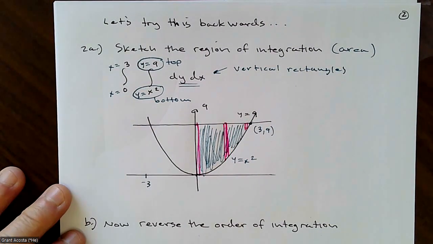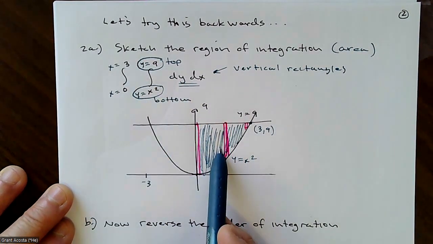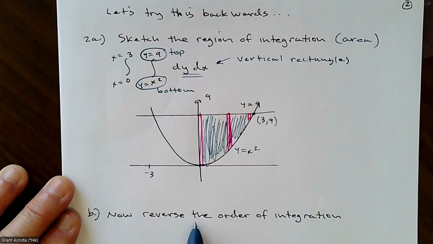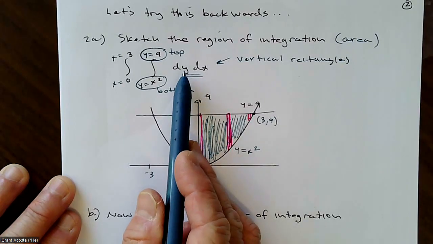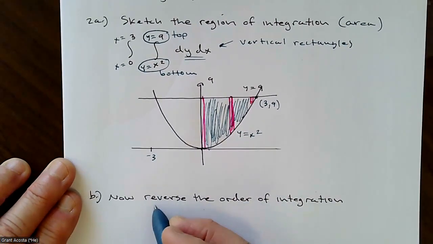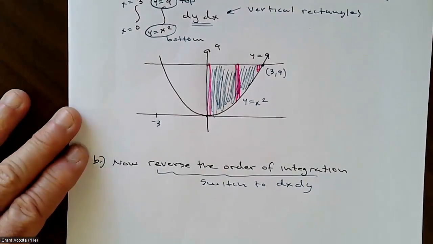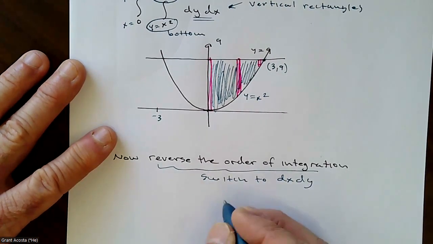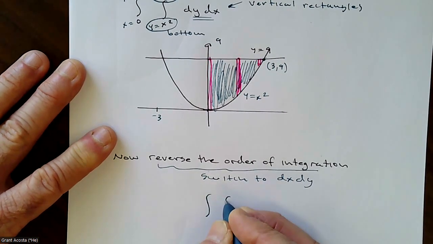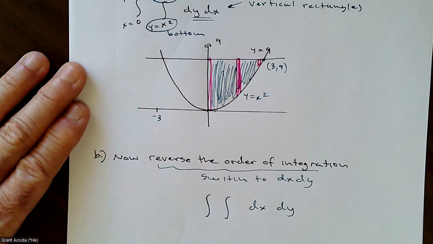And here's a good skill to be able to do. We'll see this in a little bit. Now that I've sketched my region of integration, what I want to do is reverse the order of integration, meaning the original integral's order was dy and then dx. So I want to switch to dx dy. So I want my integral like this.